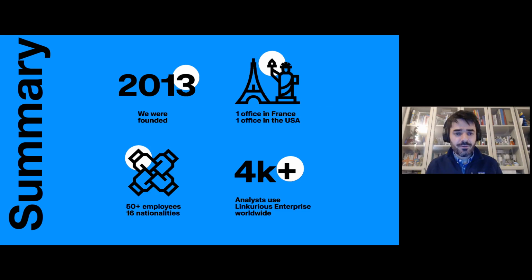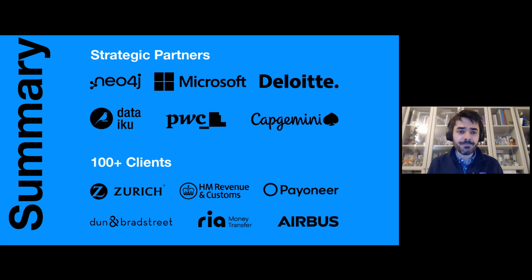So let's get started. First, maybe a quick word of intro about Linkurious. The company was founded in 2013. We have right now 2 offices, one in France, near Paris, and another one in the US. We are a team of 50 plus employees, and we are serving some 4,000 plus analysts worldwide, using our flagship product, Linkurious Enterprise, to conduct investigations. So that's Linkurious in a nutshell.